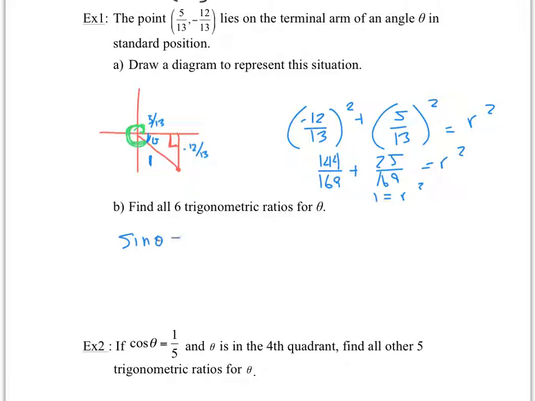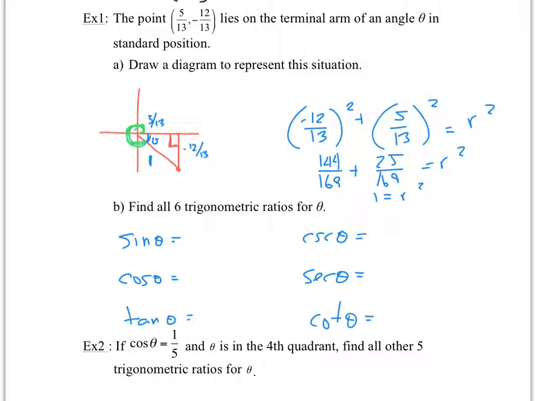So we have sine theta, and we have to identify cos theta and tan theta. We also need to identify cosecant theta, which is the reciprocal of sine, secant theta, which is the reciprocal of cos, and cotangent theta, which is the reciprocal of tan. So what we usually do is find these three primary trigonometric ratios first, and then we'll find the reciprocals after.